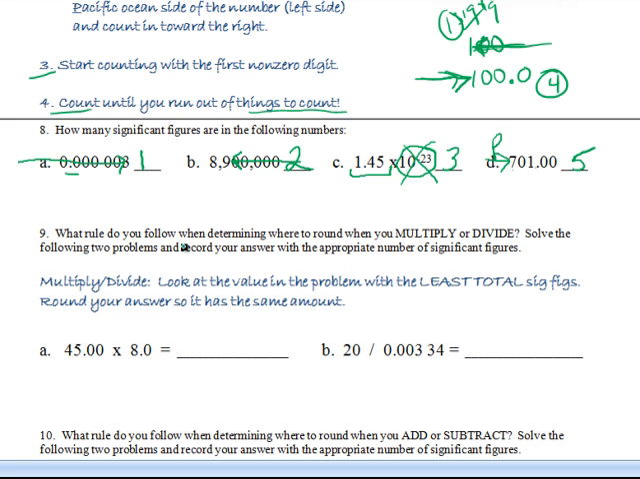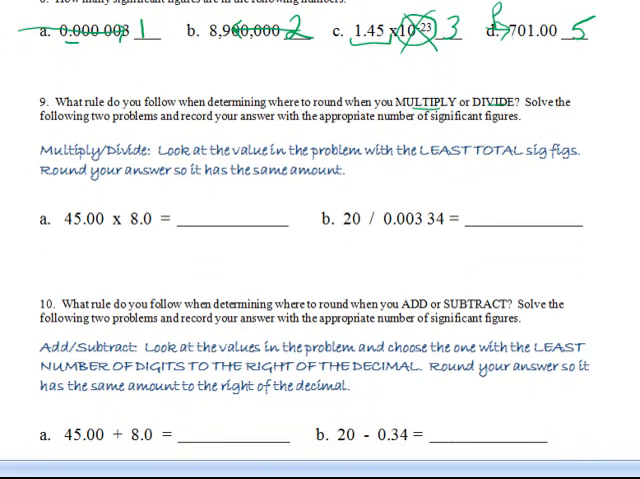Number 9. What rule do you follow when determining where to round when you multiply or divide? Now there's 2 sets of rules, and we're going to go over these rules, which is for multiplication and division, and then we're going to go over the set of rules, which is for addition and subtraction. So let's do multiplication and division first.